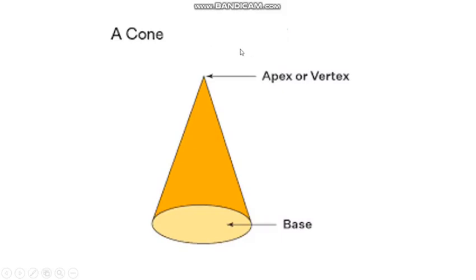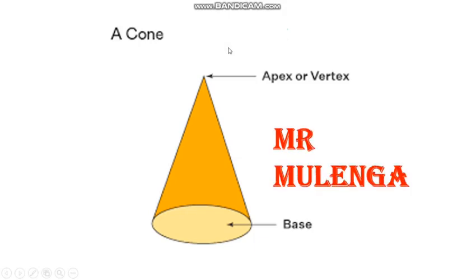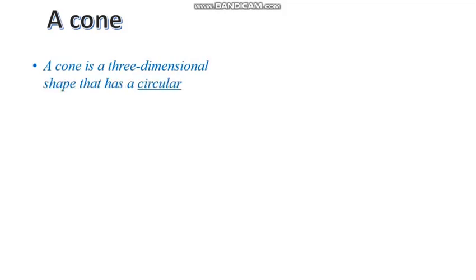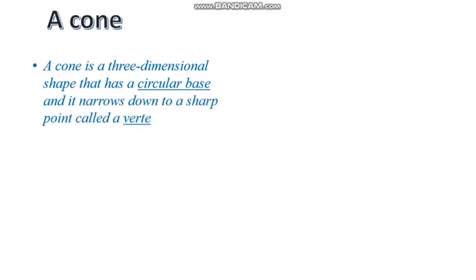So in this presentation, we are going to look at how we can find the surface area of the cone and its volume. So this is your presenter, Mr. Mlenga. So here we are going to look at a cone. A cone is just a three-dimensional shape that has a circular base and it narrows down to a sharp point called a vertex. Then a cone has its parts such as the radius, the height, and the slant height.